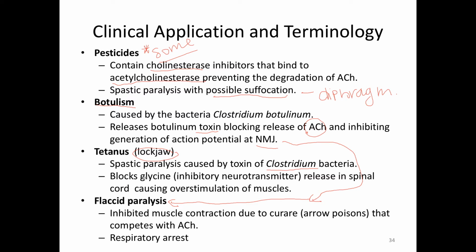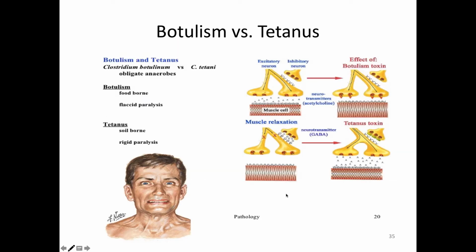Glycine is an amino acid, and it's also an inhibitory neurotransmitter. It is released in the spinal cord to keep the stimulation of muscles at a reasonable amount. If you block glycine from being released, you get overstimulation of muscles, which results in profound spastic paralysis, which is bad enough to kill you. So tetanus is dangerous. That's why we vaccinate for it all the time. In the next slide, I will actually show you what that looks like.